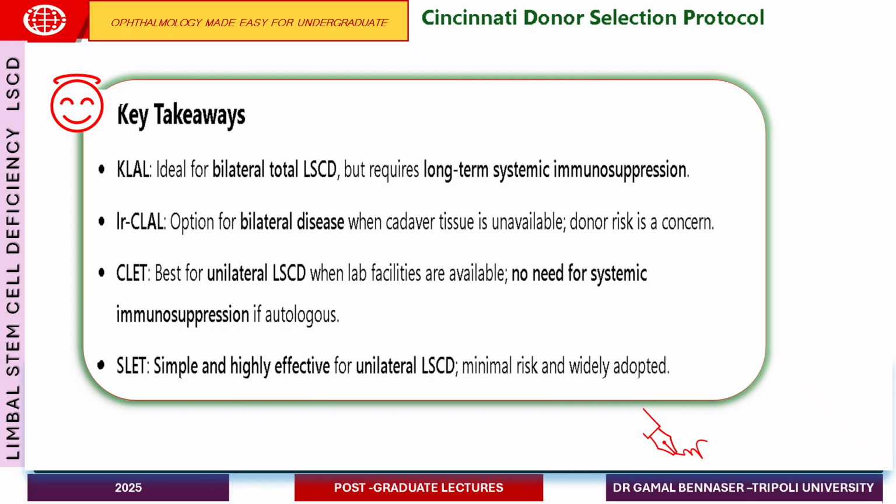Now, for the CLET, as I said, it is best for unilateral disease, but can also be used for bilateral cases because you need a very small tissue for the CLET. If it is autologous CLET, you don't need systemic steroids. However, if it is allogenic CLET, at that time you need to use steroids. Now, the best one and useful for unilateral cases is the SLET, and there is no need for steroids because it is a totally autologous graft.